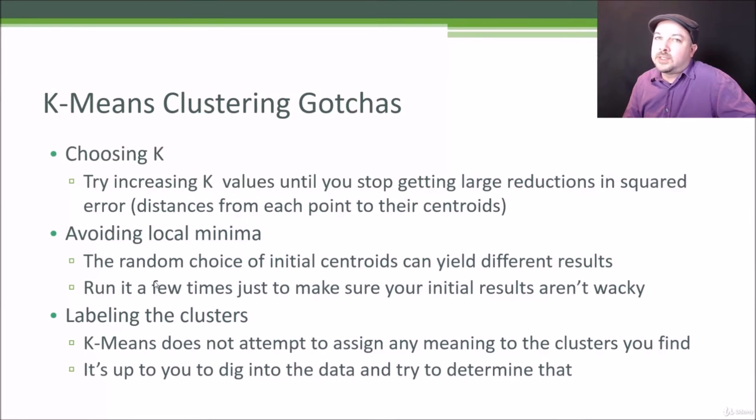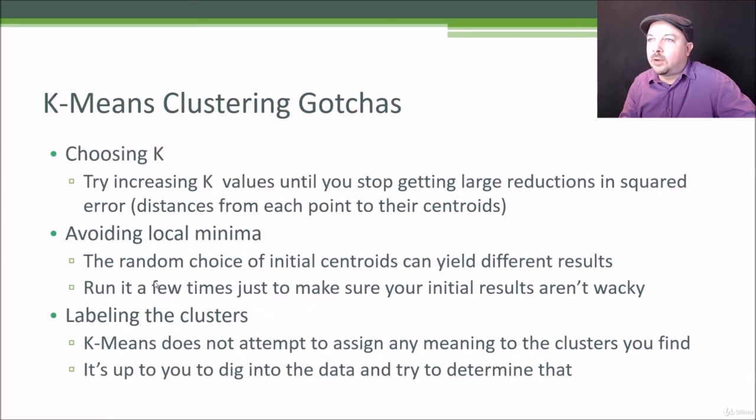So there are obviously some limitations to k-means clustering. First of all, we need to choose the right value of k, and that's not a straightforward thing to do at all. The principled way of choosing k is to just start low and keep increasing the value of k, how many groups you want, until you stop getting large reductions in squared error.